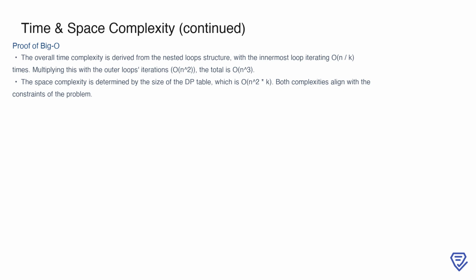Finally, let's verify the theoretical bounds for our solution. The time complexity of O(n cubed) is derived from the structure of the nested loops. The innermost loop iterates approximately O(n/k) times, and when combined with the outer loops, which iterate O(n squared) times, the total comes out to O(n cubed). Similarly, the space complexity is dominated by the size of the dynamic programming table, which has dimensions n x n x k. This results in a space complexity of O(n squared * k). Both the time and space complexities align with the constraints of the problem, confirming that the solution is efficient and feasible for the given input limits.